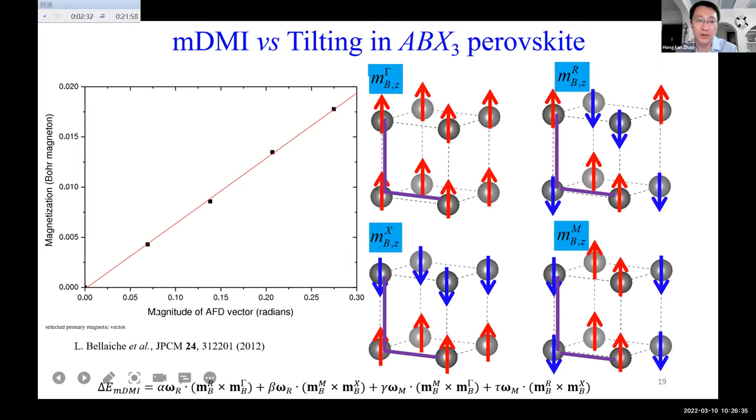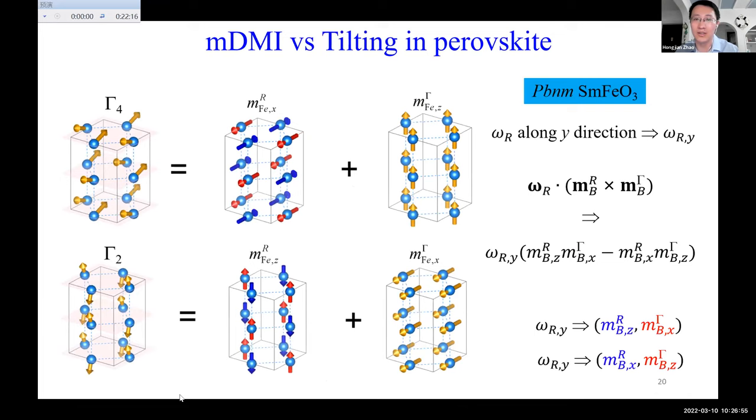You will see that when you change the magnitude of, let's say, the antiferrodistortive tilting vector, you have some magnetization. It's a perfect linear relationship. Then we can use the formula obtained by Professor Bellaiche, for example the first term, to interpret the non-collinear magnetism in samarium ferrite. Typically in the Pbnm crystal structure, the antiphase tilting is along the Y direction. Then this coupling can be expanded into two terms.